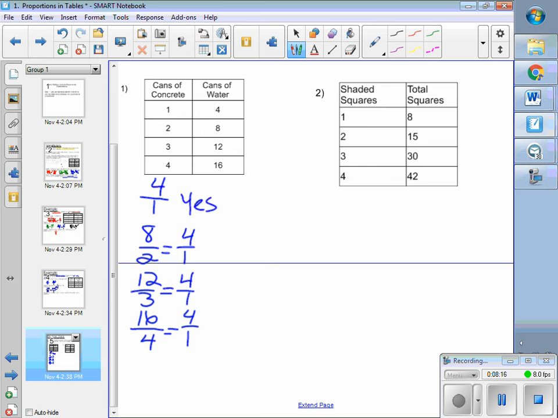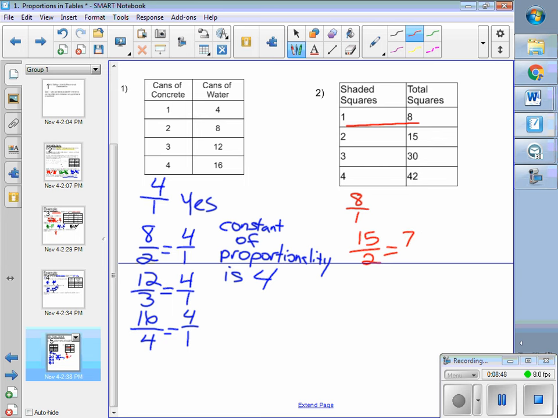And my constant of proportionality is 4. All right, this one over here. I look at this stuff up here. I've got 8 over 1. And then I've got 15 over 2. When I do 15 divided by 2, I get 7.5 over 1. So this is none. There is no constant of proportionality because that is not a proportional relationship.